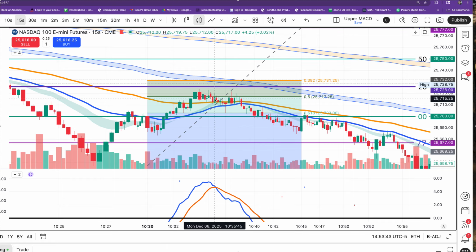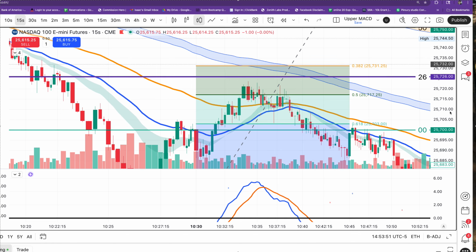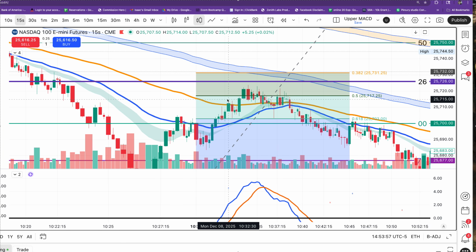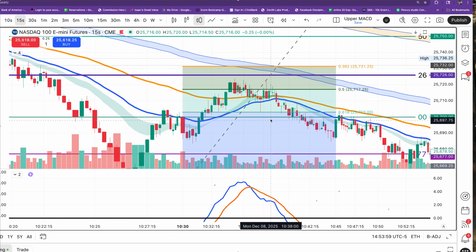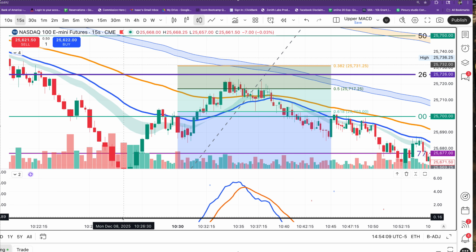Okay. So it continued down to here, and then price back tested up here, just under the 26, and just between my 0.5 and my 382. Okay. And then continuing down. So at that point, I was looking to get short somewhere around 707. Let's see where I actually did get short. Let's see where that happened.